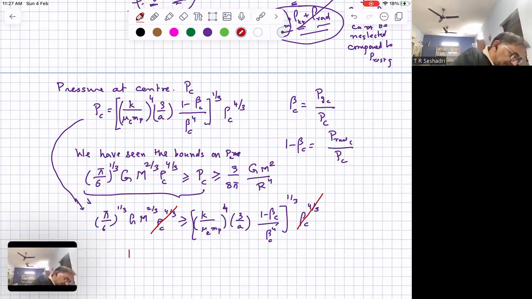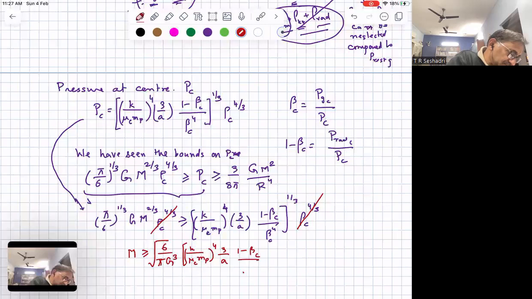So I have M, the mass of the star, is greater than or equal to (6/pi) (1/G^3)^(1/2) (k/(mu_c m_p))^2 [(3/a)((1 - beta_c)/beta_c^4)]^(1/2). So you see the beauty of it, you know.